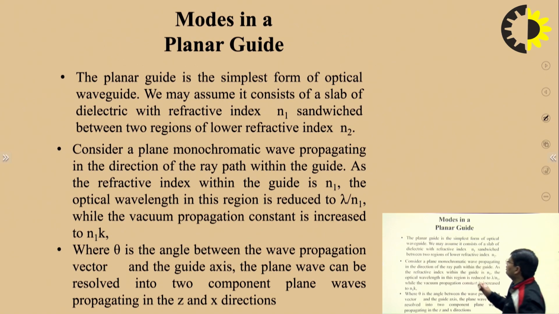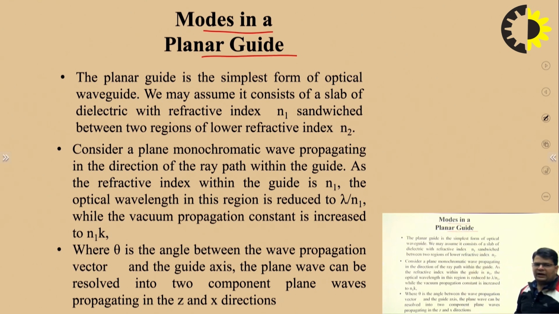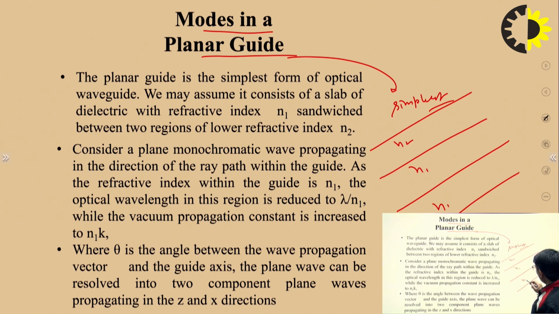Then we will discuss modes in a planar guide. Basically, we have studied optical fiber as a waveguide. Then planar guide is basically the simplest form of optical waveguide structure. In the simplest form, we have an inner layer refractive index n1, outer layer refractive index n2. So basically we have a glass plate with dielectric refractive index n1 sandwiched between two layers of lower refractive index n2.